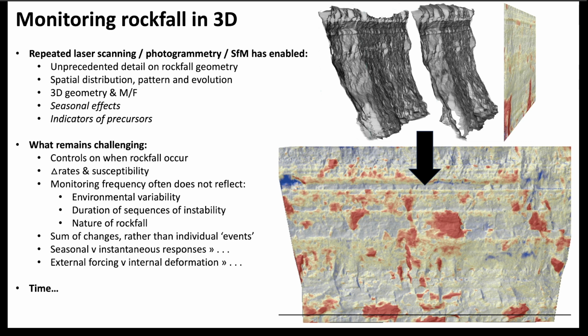And so ideally we want our monitoring frequency to reflect that, and we really need that to be able to attribute any direct cause and effect relationship. As a result, our estimates of erosion are still using this sequential approach of, say, weekly or monthly monitoring, the sum of changes rather than individual events.